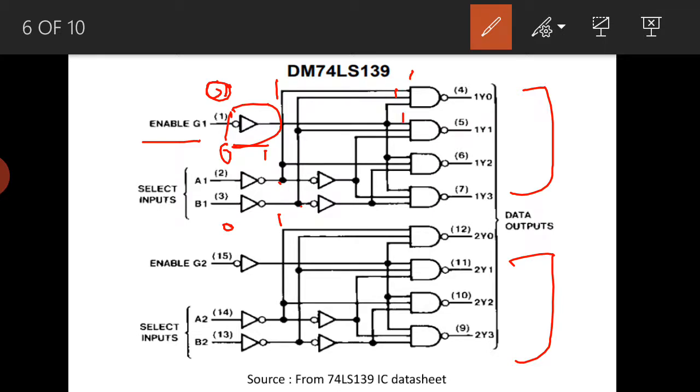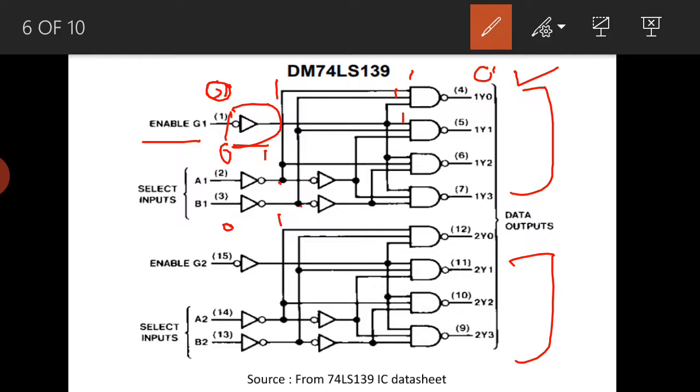So if all the inputs are 1, the output of the NAND gate will be 0. As we see in the truth table, if the inputs are 0 0, the output is 0, it is active low. So we have seen that for 0 0 the output is coming 0. With this combination, what are the other outputs? We will see.